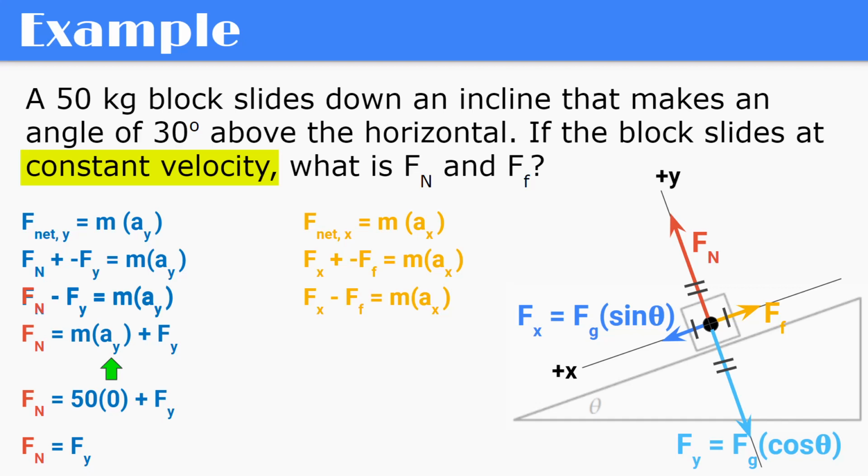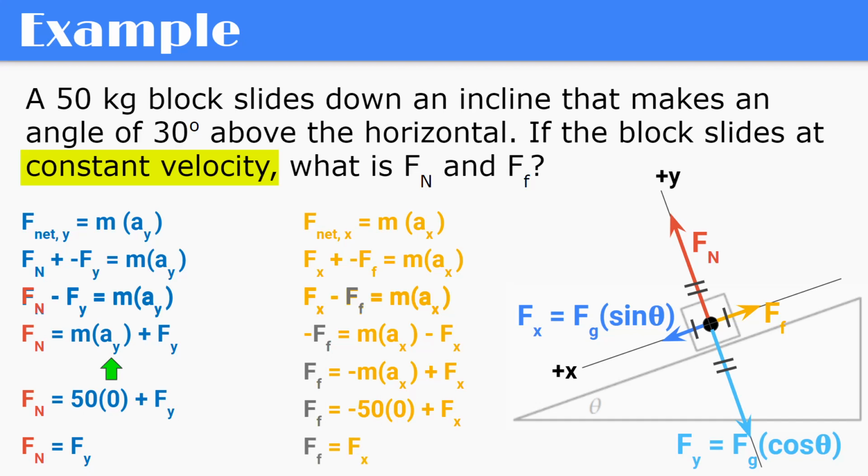So let's do this one now. Again, we're going to solve for Ff. If I want it by itself, we're going to subtract Fx from both sides. This right now is negative Ff, so let's multiply through by a negative sign. And you get this: force of friction equals negative mass times acceleration in the x plus Fx. Again, that acceleration is 0, so 50 times 0 is going to be 0, which means Ff equals Fx, which again I already knew because it says in the question, constant velocity.